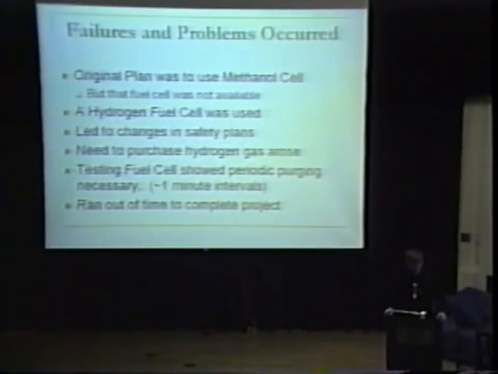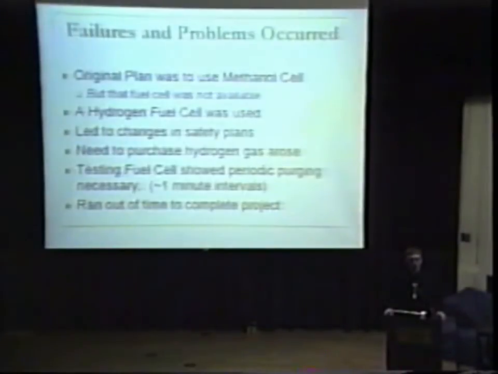Now, some failures and problems occurred. Originally, the plan was to use a methanol cell, but that was not available, and instead a hydrogen fuel cell was sent to us. This led to changes in safety plans because instead of using methanol, we were going to have to purchase hydrogen gas, and it's not the safest chemical to work with.